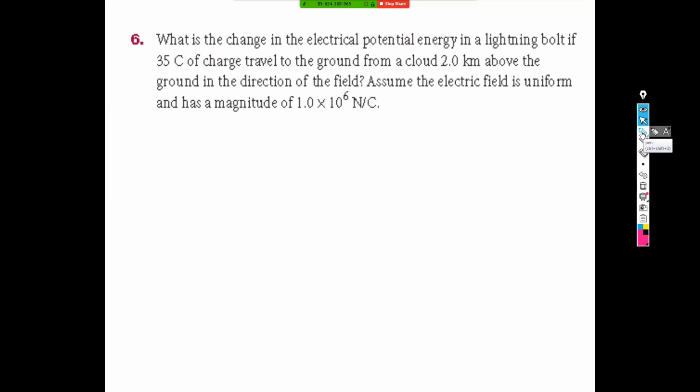All right, so let's take some problems here. Here's a lightning bolt. Electric potential energy in a lightning bolt. So 35 coulombs of charge travels to the ground from a cloud that's 2 kilometers above. An electric field strength is measured, and that's a lot of what they're doing with the lightning detection devices, especially with NASA. They start measuring the electric fields, and they know when the ionization of air can occur.